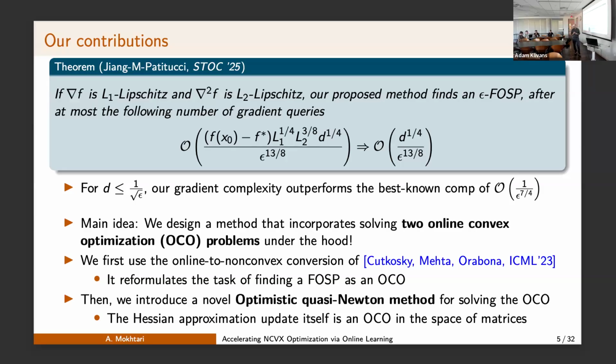We want to get to a stationary point of a smooth function. The best known previous bound was 7/4, and we managed to get the exponent to 13/8. So the rest is going to be about how we get this, and hopefully there are going to be some cute nuggets here and there for you guys as well.